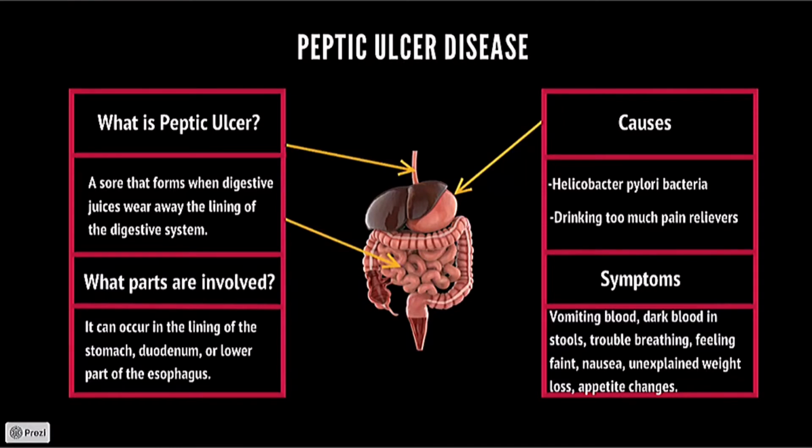Now, which parts of the digestive system are involved or affected? Peptic ulcer commonly occurs in the stomach, duodenum, and lower part of the esophagus. If the ulcer is in your stomach, it is called a gastric ulcer. Gastric ulcers are most frequently seen on the lesser curve of the stomach at the junction of the body and antrum. If the ulcer is in your duodenum, it is called a duodenal ulcer. Duodenal ulcer occurs most often in the first part of the duodenum or in the pre-pyloric region of the stomach or antrum.